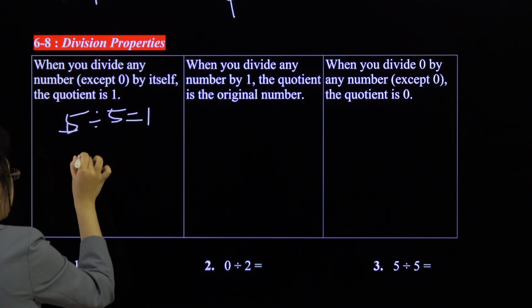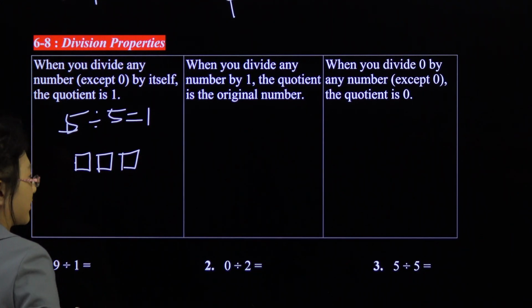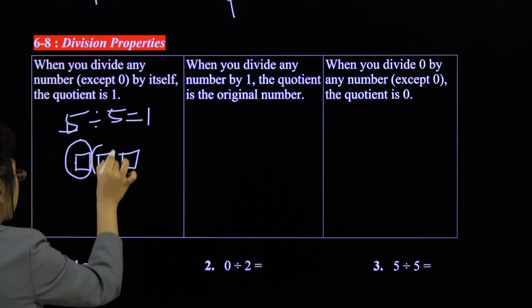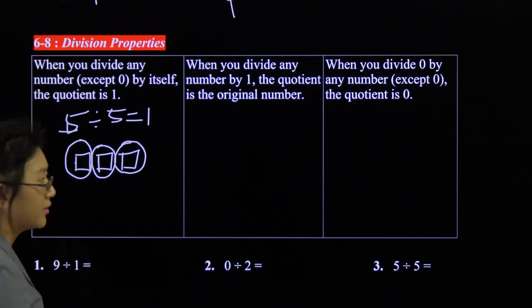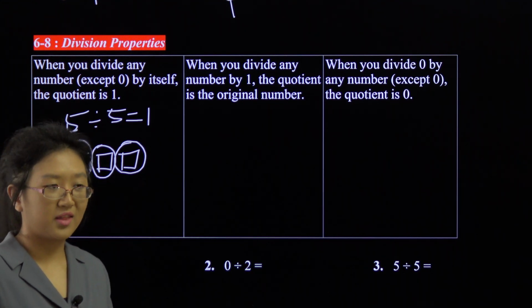Think of it as 3 squarish things. If you divide this into 3, then it'd just be, well, 3 groups of 1. Just like how anything times 1 equals that thing itself.